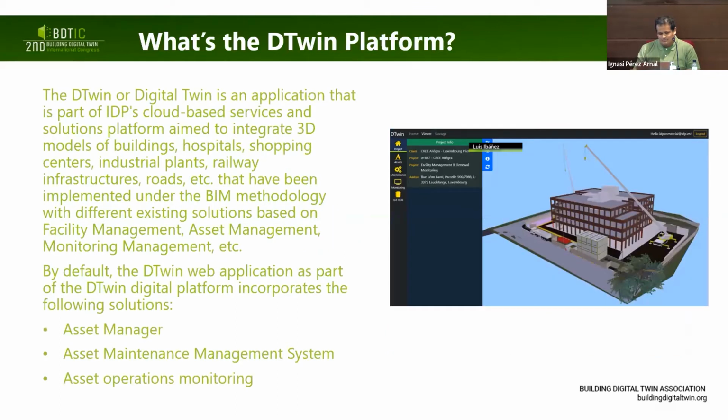It's one example in this picture. The digital twin by default has three integrated models. These models aim to control the asset manager, the asset maintenance management system, and the asset operation system, monitoring.